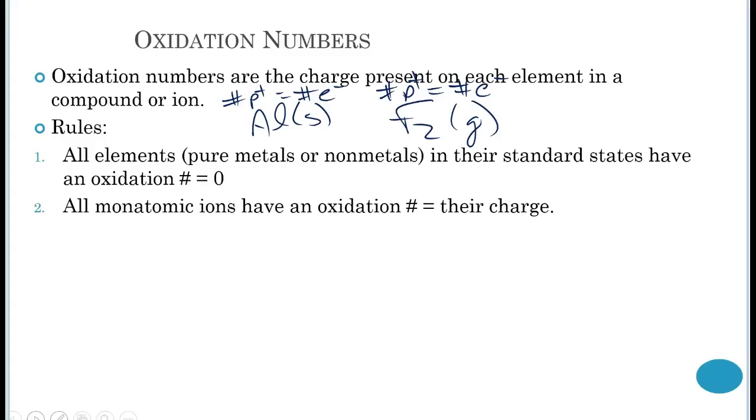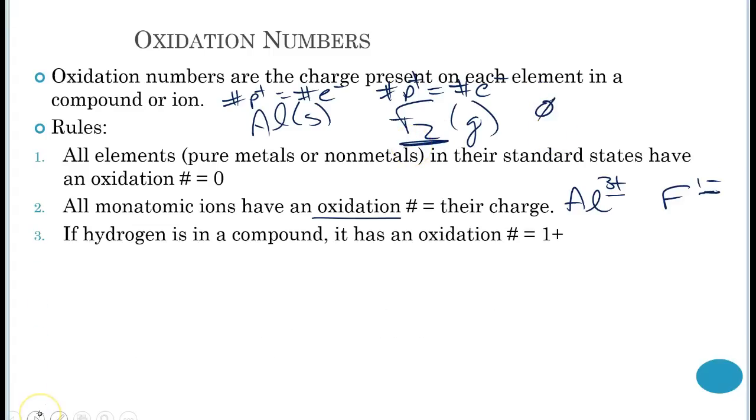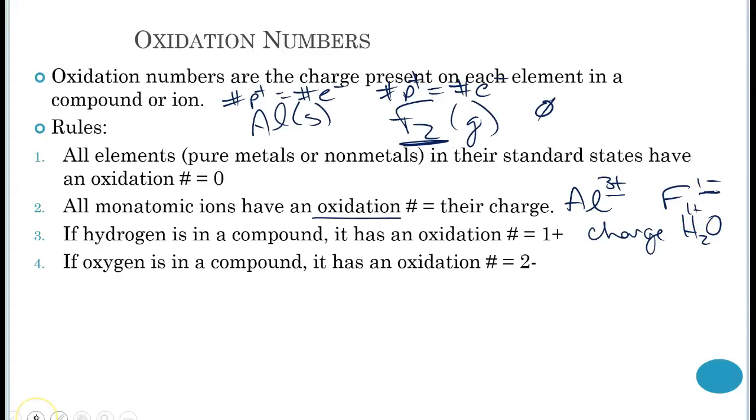However, if you have something that's a monatomic ion, so something like Al3+, their oxidation number is whatever their charge is, or F1-, whatever its charge is. But as an element, it doesn't have a charge, so it is assumed to be 0. In a compound, if you have hydrogen, it has an oxidation number of 1+, and that should look really familiar to you. If you remember when we were doing charges, the charge on hydrogen in something like H2O is 1+. And that leads into the next one. If oxygen is in a compound, it has a charge of -2.